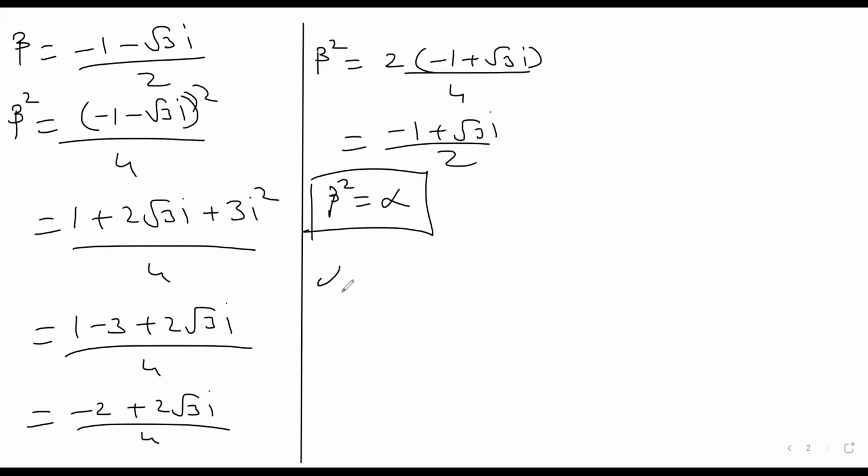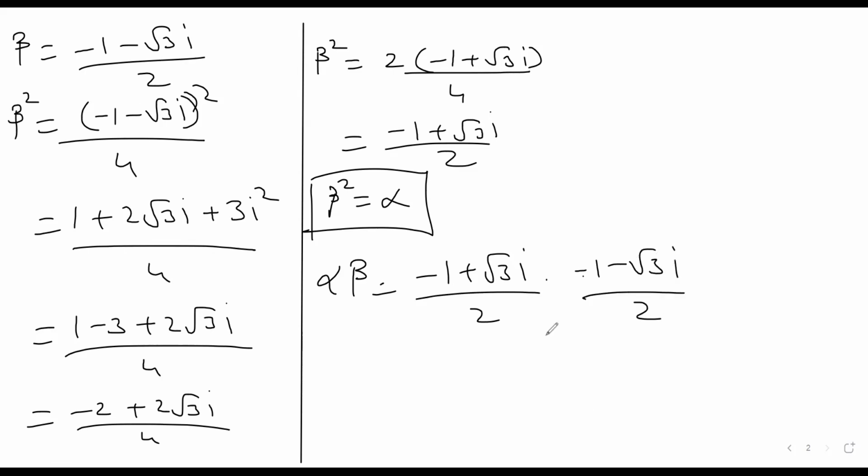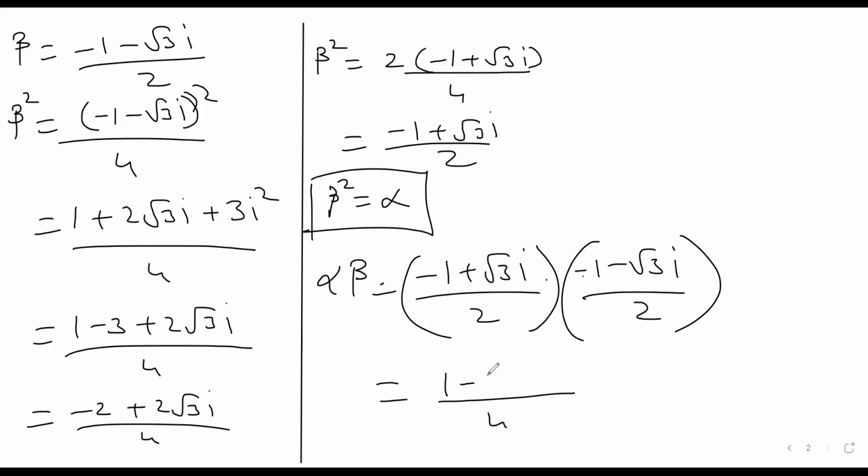Now, let us find out what is alpha beta. Alpha beta is (minus 1 plus root 3i upon 2) into (minus 1 minus root 3i upon 2). This is over 4. A plus b, a minus b, it is 1 minus 3i square, 1 plus 3 upon 4, your answer is 1. Because i square is always minus 1, so this will become plus 3 and your answer is 1.